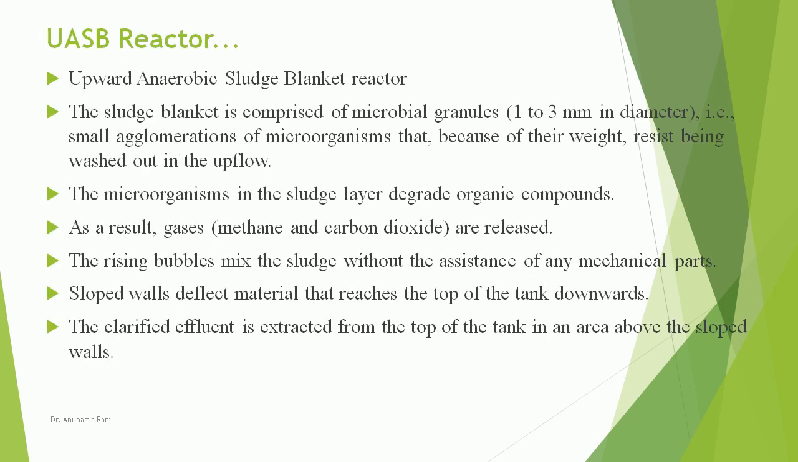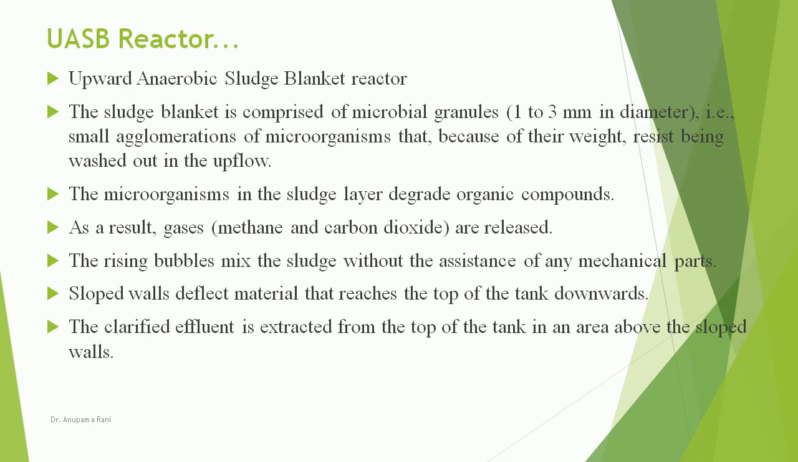An example of an anaerobic reactor is UASBR, which stands for Upflow Anaerobic Sludge Blanket Reactor. Here the sludge blanket is comprised of microbial granules 1 to 3 mm in diameter, i.e., small agglomerations of microorganisms that, because of their weight, resist being washed out in the upflow. The microorganisms in the sludge layer degrade organic compounds. As a result, the gases methane and carbon dioxide are released.